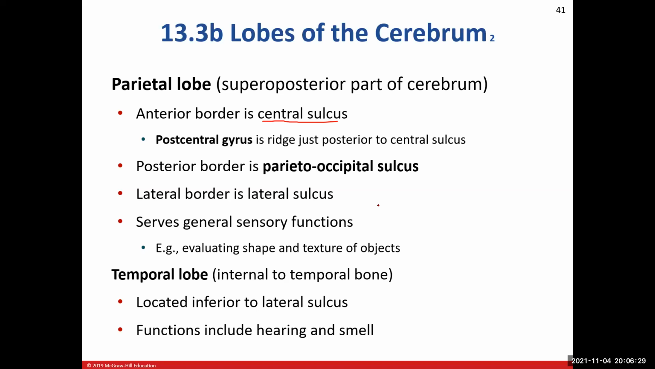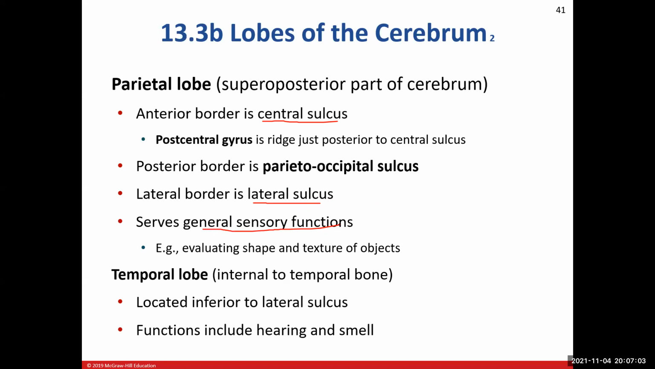And then the lateral border is going to be the lateral sulcus, which is going to be closely located to the temporal lobe there. So pretty much for consideration for the functions of the parietal lobe, you should be thinking general sensory functions. All right, touch, for example, vibration, all of that. I'm trying to think of discriminative touch, fine touch, deep touch, pressure. Those will be your general sensory functions there.